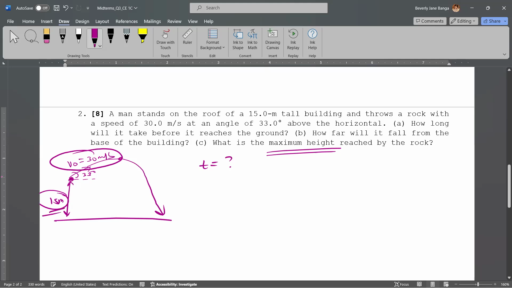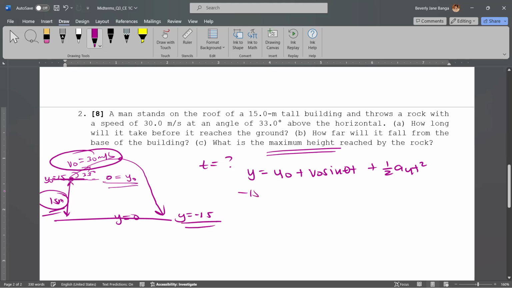Since we only know y, we use y equals y naught plus v naught sine theta t plus 1 half a t squared. Now, many mistakes were made here, class. Some set this to 0. If y naught is 0, then automatically y is negative 15. But if you set y naught to 15, then y is 0. Some made y naught 0 but y positive 15, which is wrong, because everything below your 0 line is negative. So I'm setting y naught to 0 here, and so y is negative 15.